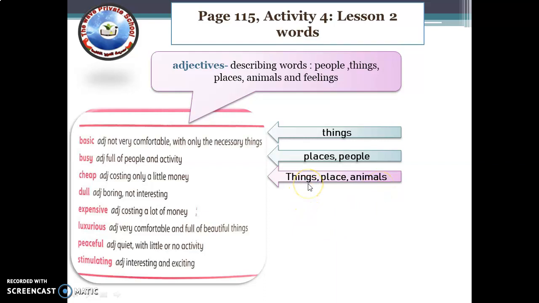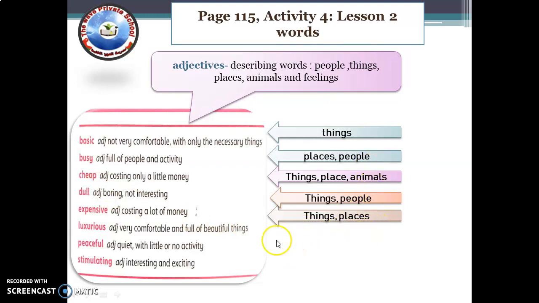Like shoes, cheap shoes, or a cheap dress, or a cheap entertainment area, or maybe you are trying to buy a pet. Next, dull: boring or not interesting. Now it can describe things or people. And then expensive, costing a lot of money. Expensive is the opposite of cheap. It can also describe things and places and animals as well.